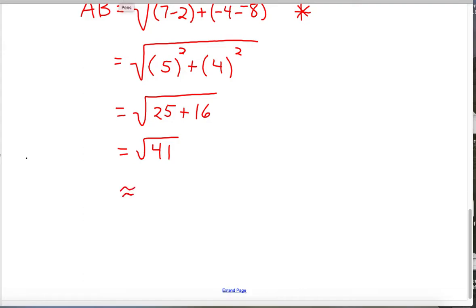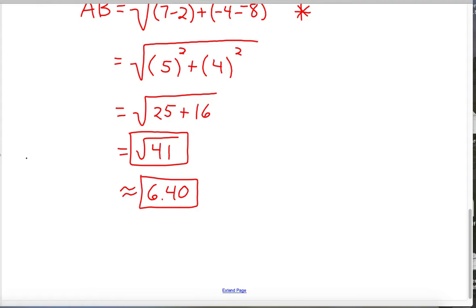So approximately equal. If I want you to round to 2 decimals, that means we're going to cut it off here, and then I look at the number right after that. If it's 5 or bigger, I bump this number up by 1. If it's less than 5, I don't bump it up. So in this case, I'm not going to bump it up. And there's my answer. If I wanted the exact answer, I would just leave it as the square root of 41.